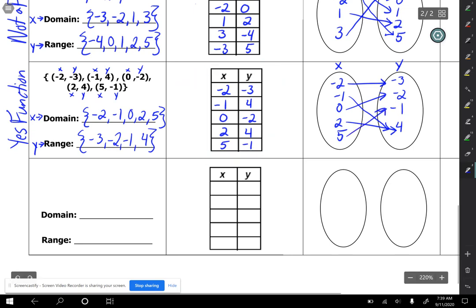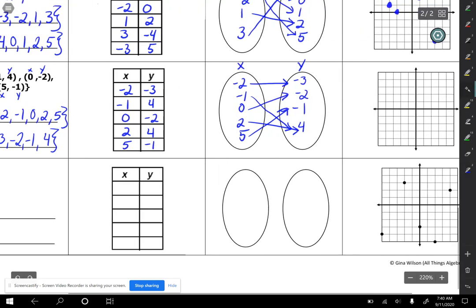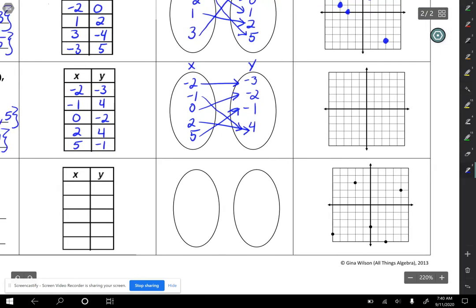Okay, notice that again here you have y values, like this 4 right here has 2 arrows going into it, but that's okay. As long as when you look at your x values, you have 1 arrow coming from each of the numbers, it's still a function. Okay, now let's represent this on a graph. So I have -2, -3; -1, 4; 0, -2; 2, 4; and 5, -1.